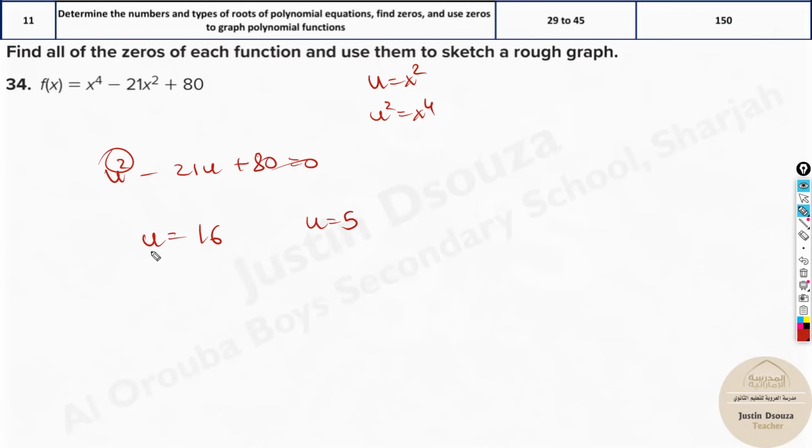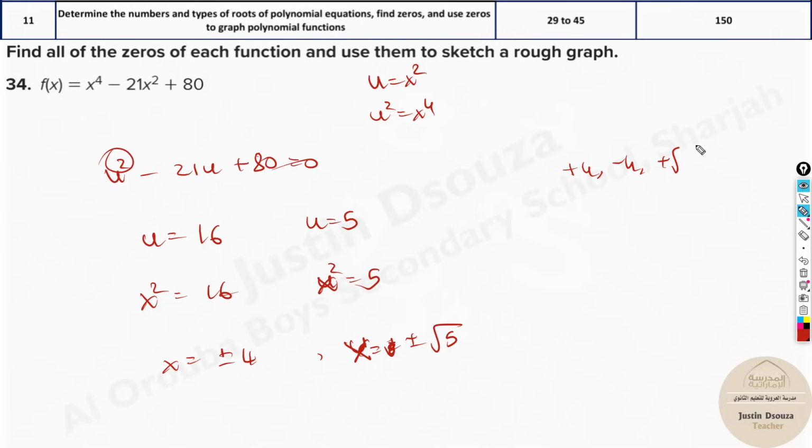Now you need to find the solutions of x, but you know u is x squared. So x squared is equal to 16 over here, and x squared over here is equal to 5. So what are the solutions? x will be the square root of 16, that's plus or minus 4, and x is equal to plus or minus square root 5. So the final answer will be plus 4, minus 4, plus root 5, minus root 5. These are the solutions, all the 4 solutions.